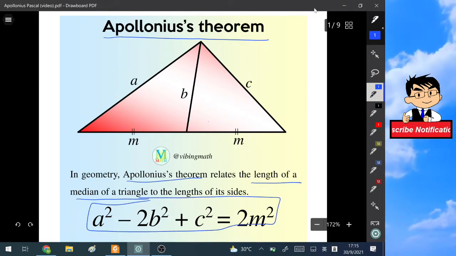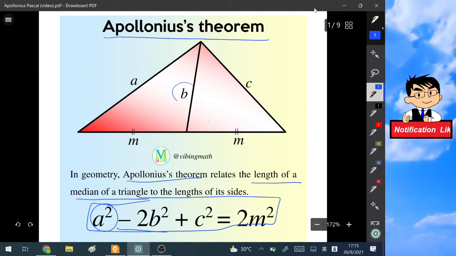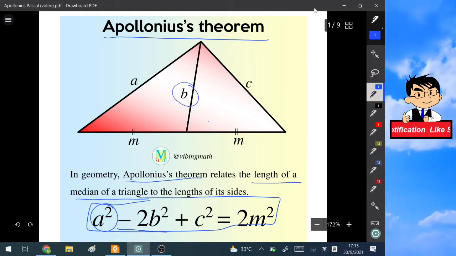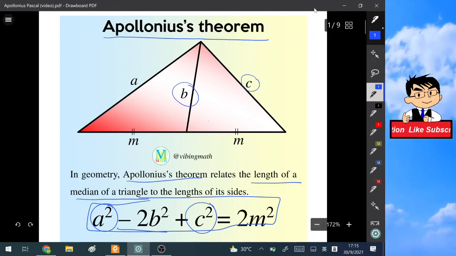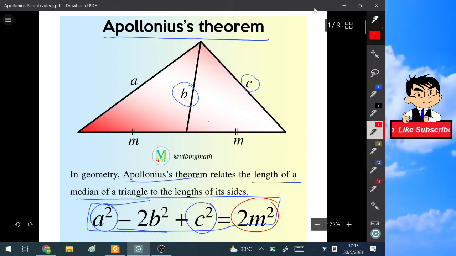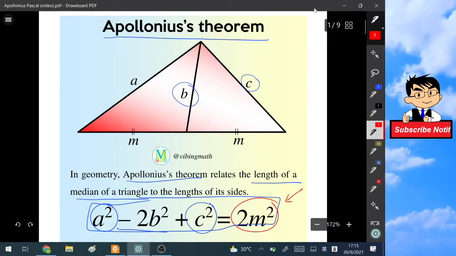We have a square minus 2b square, where b is the median length here, plus c square, the side length, is equal to 2m square. We will first prove this relation in the next section.